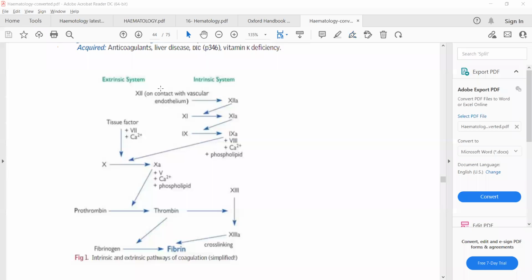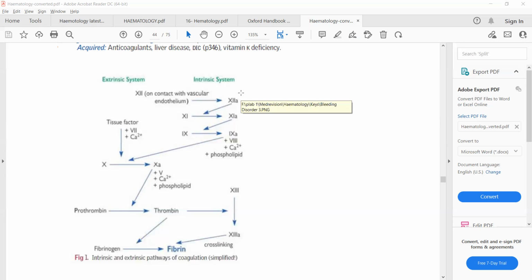So the extrinsic system starts from tissue factor. Tissue factor is also known as clotting factor 3. It combines with clotting factor 7, and 3 and 7 activate clotting factor 10 to 10A. Remember that for both the extrinsic and intrinsic systems, the common endpoint is activation of factor 10 to factor 10A.